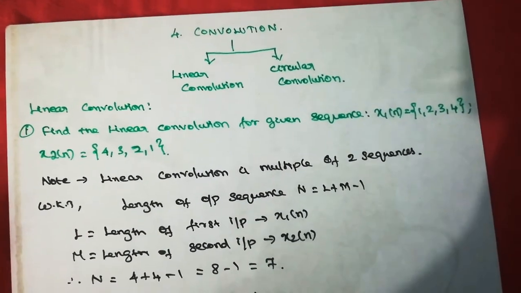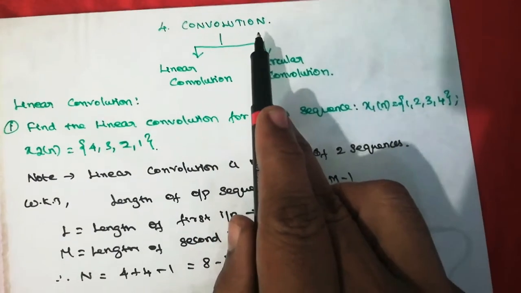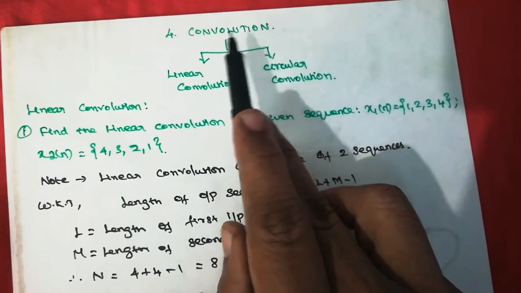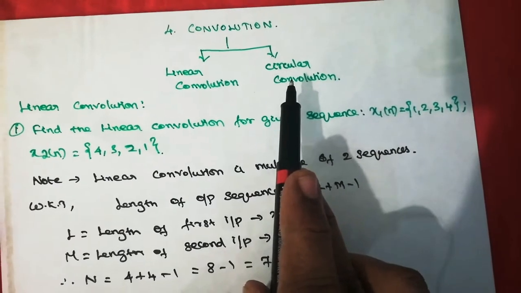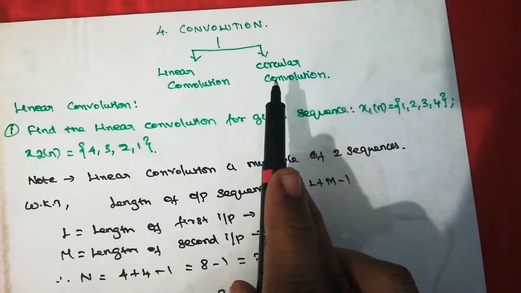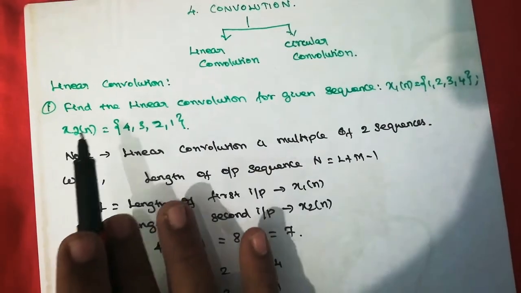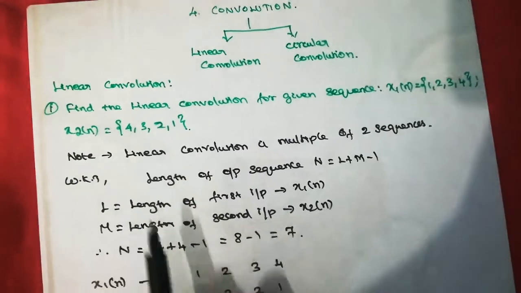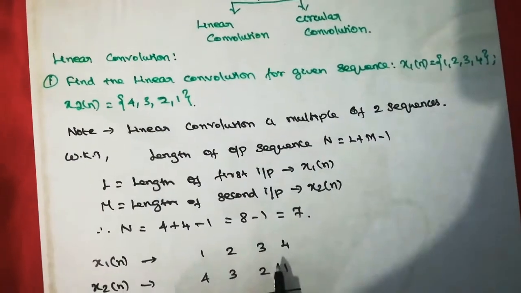What we are going to see in this video is convolution. There are two different types of convolution: one is linear convolution and another one is circular convolution. In this video we are going to see linear convolution, and we can solve some problems based upon this linear convolution.